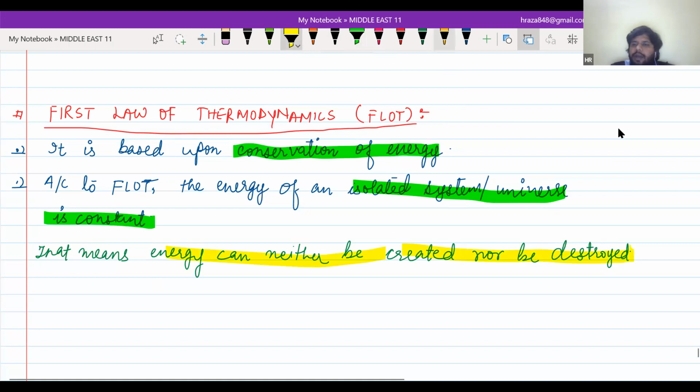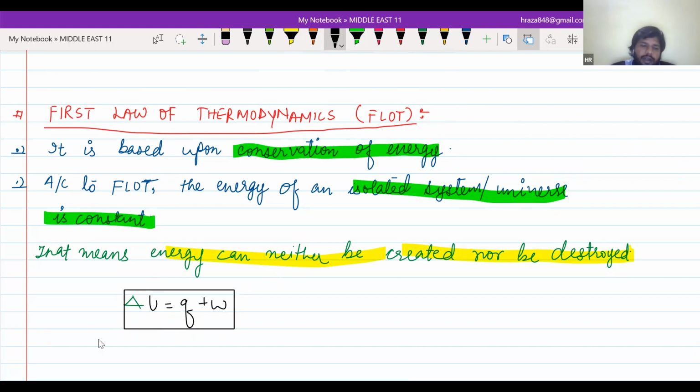And here is the mathematical formula: change in internal energy, delta U, equals Q plus W. Delta U, you already know, is the change in internal energy. And what about W? W is work done.